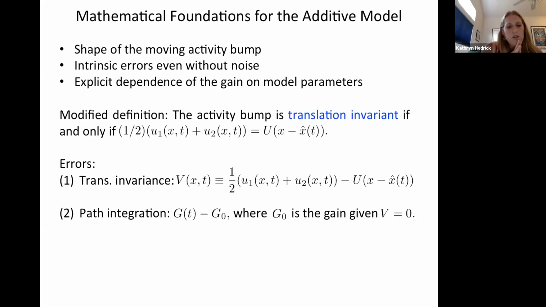And then we define 2 errors. First is the error in translation invariance. We denote this by V. And then the second is the error in path integration, which is the true gain minus this constant gain factor, which we define as the gain if we had perfect translation invariance. It's not a given that we could get a constant G naught even if V were 0, but we will show you a condition for which you do get a constant factor G naught.